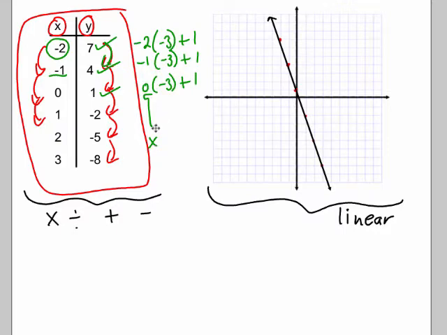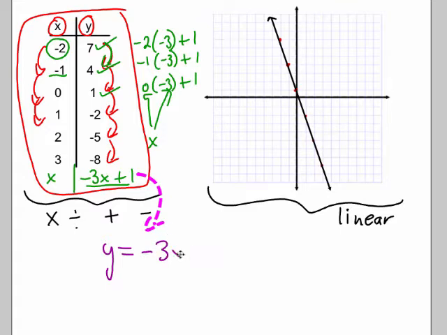So I can see that the pattern seems to be take my x value, multiply it by negative 3, and add 1. So in my table, if my independent variable is x, then my dependent variable is found by taking negative 3 times x and adding 1. There's my expression for y. And if I want to make an equation out of that, I can say that y is found by taking my x, multiplying by negative 3, and adding 1.